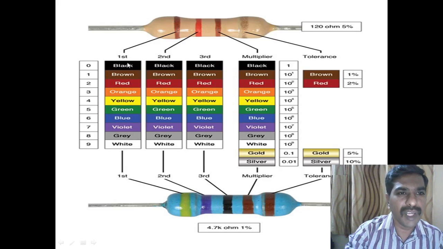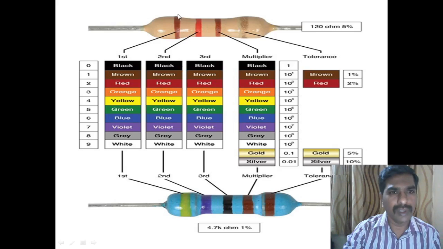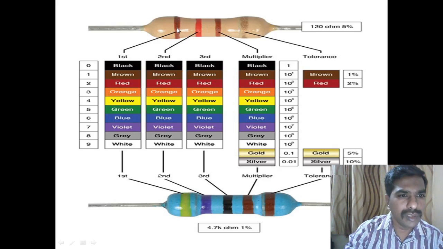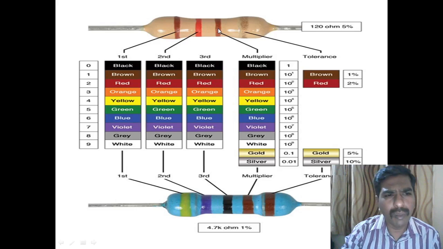This is the first digit, which means if it is black, it's a 0. For example, here it has a brown. What does this mean? Brown means 1. Here it's written 1. And the second band has a red color. The red indicates 2. And the multiplier, brown, means 10 to the power of 1. That is 12 into 10, it's 120. That is 120 ohms. And here it has a gold color. Gold color means tolerance, here gold is 5%. This is the value of the resistor, a 120 ohm resistor.